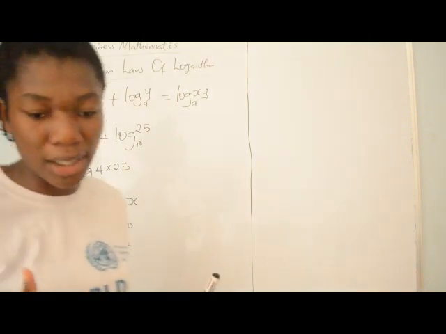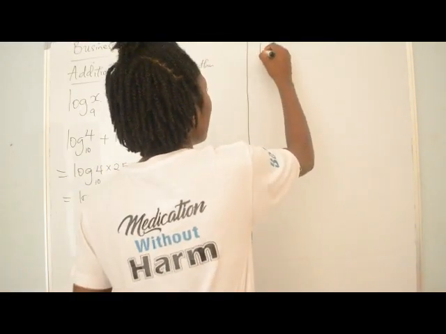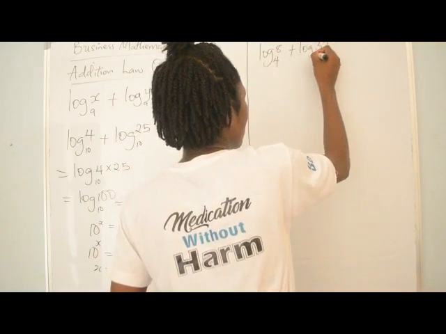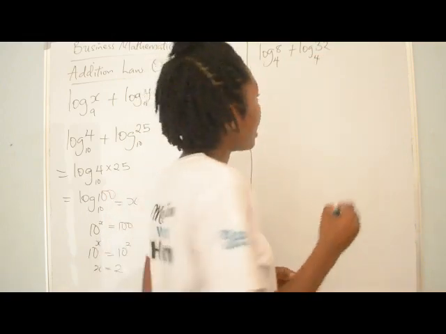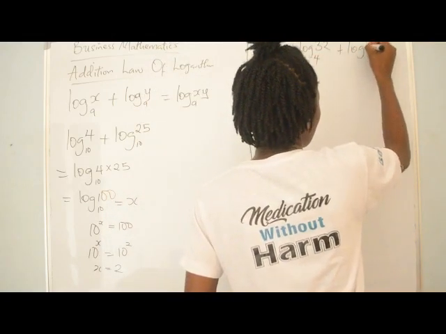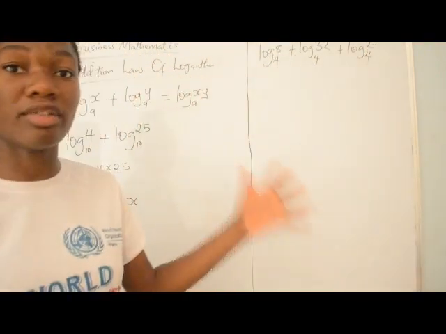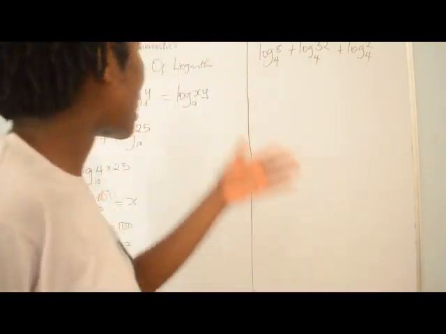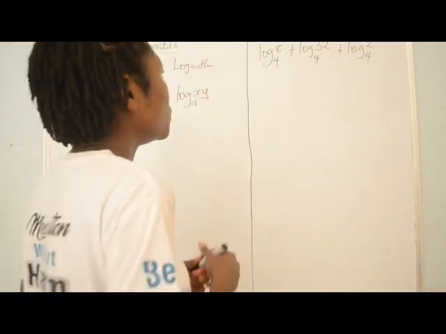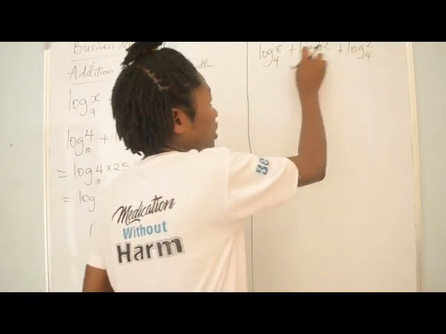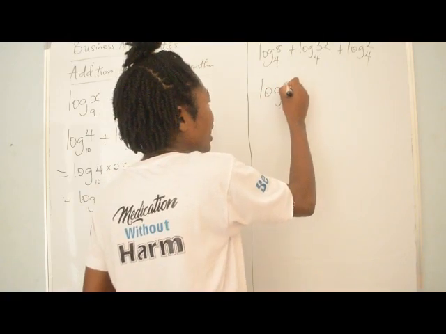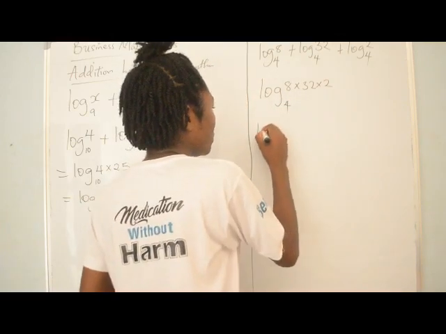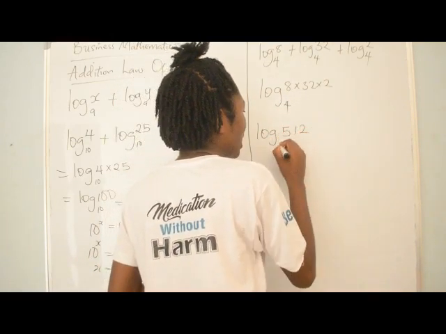So we're going to take our next example. We have log 8 base 4 plus log 32 base 4, and then we are also having plus log 2 base 4. And we are asked to find the value of this. Now, they are all having the same base, so I'm just going to apply our addition law. Since the bases are the same, I'm going to be multiplying. So we'll be having log 8 times 32 times 2, all in base 4. And when we multiply, that will be giving us log 512 in base 4.